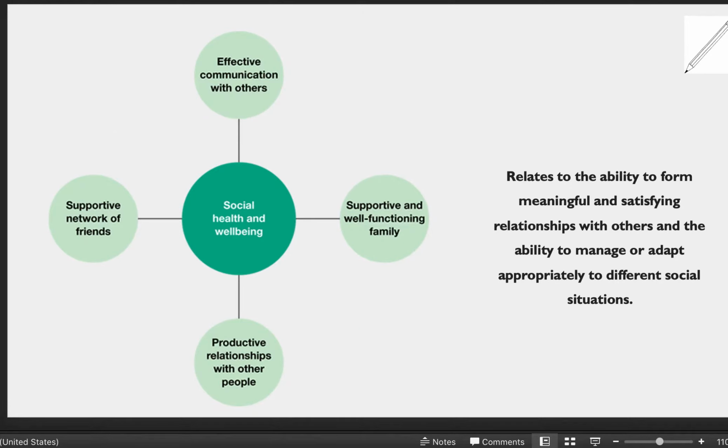When it relates to the social health and well-being as the second of those 5 health and well-being dimensions, this is about the ability to form meaningful and satisfying relationships with others and manage or adapt to different social situations. So if somebody has a lack of a social group, meaning that they don't want to interact with others, they don't feel comfortable with it, they're not sure how to act with others, that could mean that that's negative social health and well-being for that person.